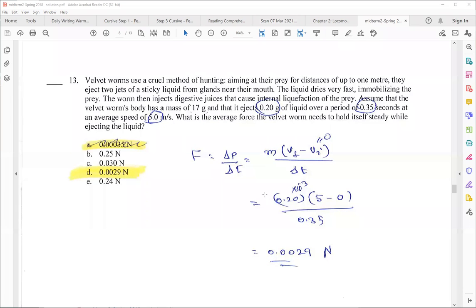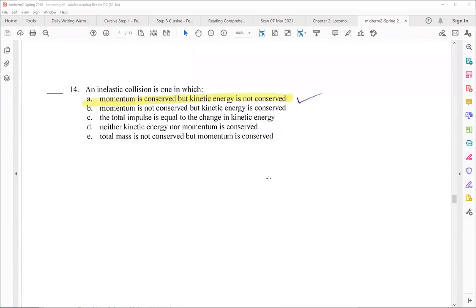Now, question 14, concept question. You have an inelastic collision is one in which, now the correct answer, of course, is highlighted, momentum is conserved, but kinetic energy is not conserved. Now, something we discussed in the lecture.